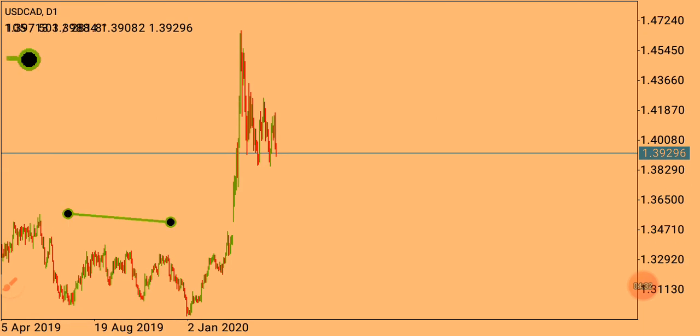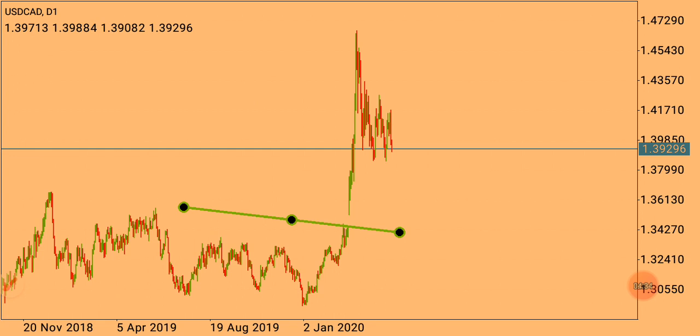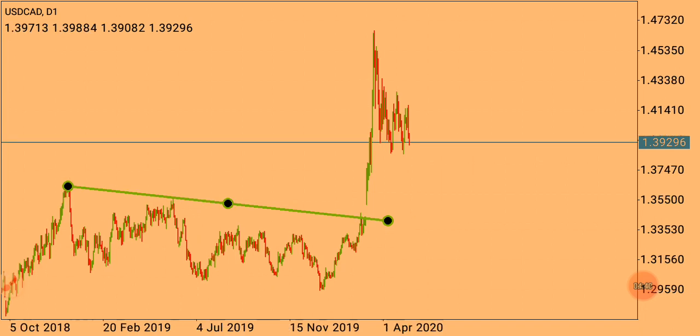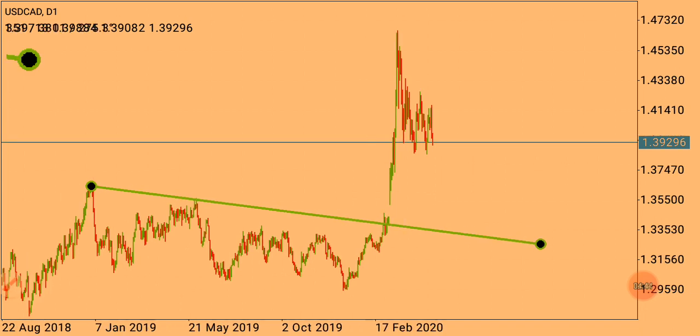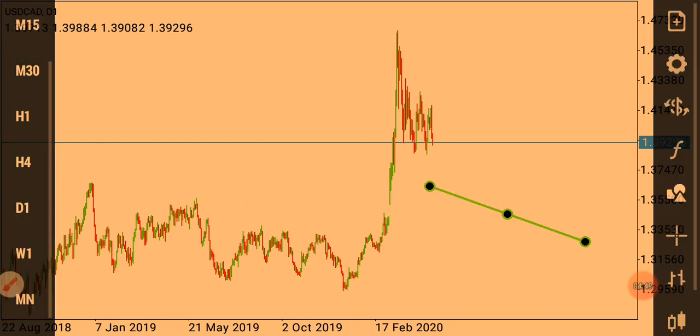You see, using a trend line, I just placed this on the trend line, and that is what happened. You see? Sorry about that.